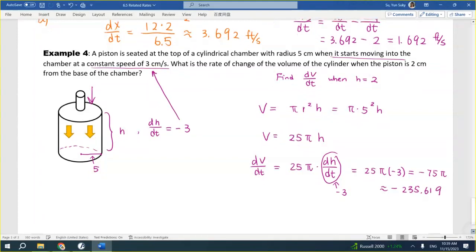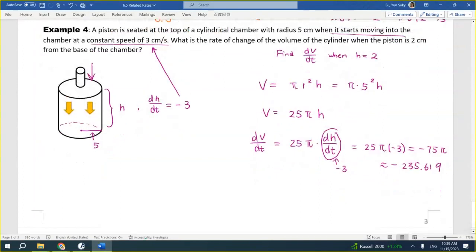Thank you. And the unit, what's the unit for the rates of volume? Yes, per second. Yes. So that's the unit. Okay, everybody? All right. So this is example 4. Okay.